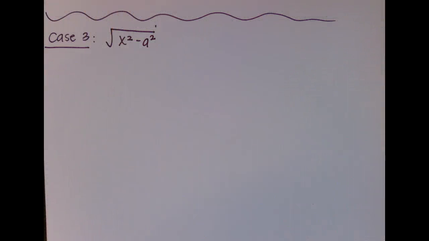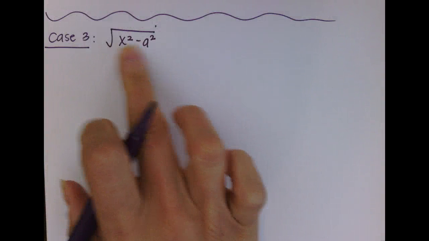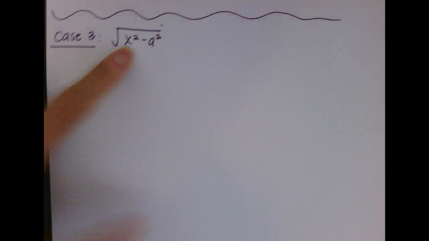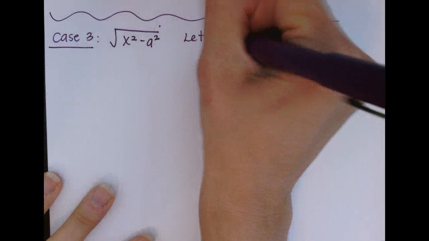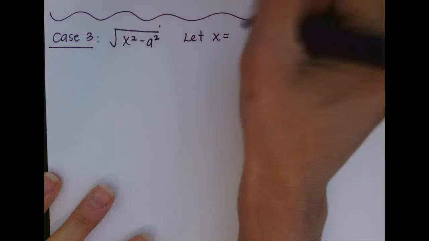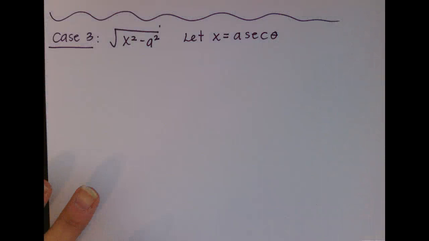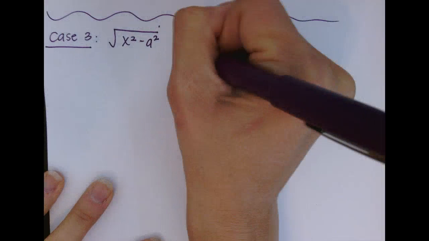So compared to case number 1, the subtraction is going in the opposite order, variable minus constant. And then, of course, in case number 2, we had an addition sign. So 3 different scenarios. Case number 3 represents the final scenario that we'll look at today. When this occurs, we are actually going to let x equal a times the secant of theta this time. X is going to be a times the secant of theta.